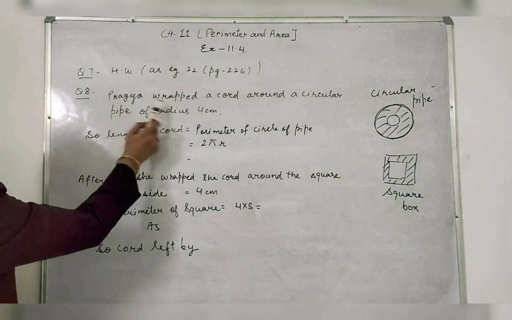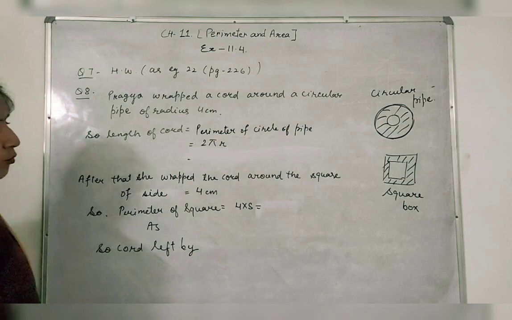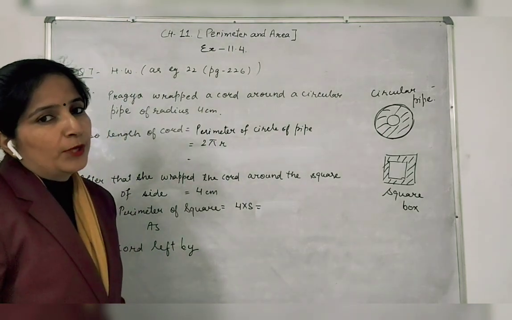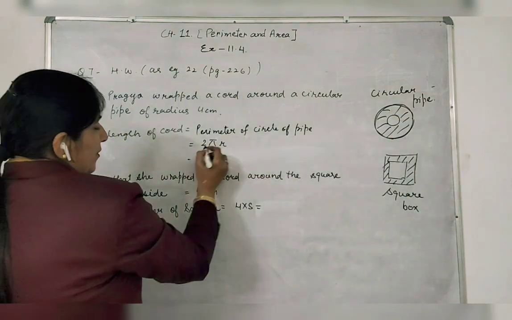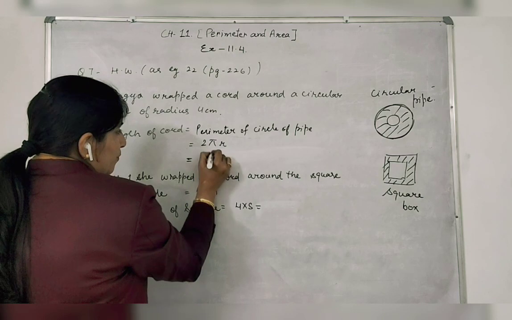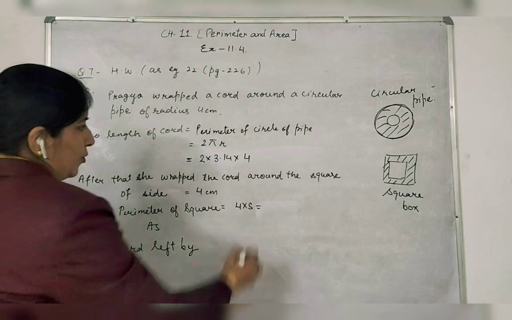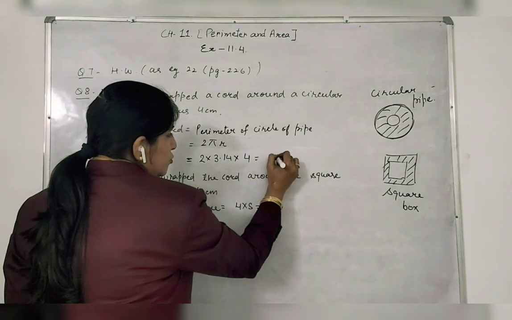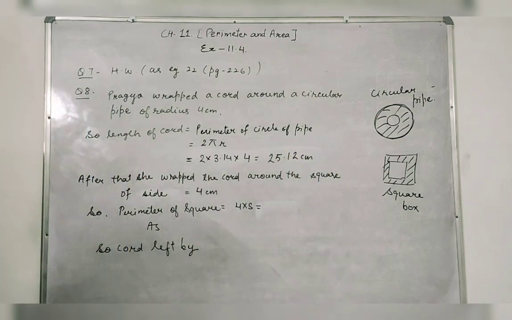So let us start. Pragya wrapped a cord around a circular pipe of radius 4 cm. So what will be the length of the cord? It is equal to the perimeter of the circle of the pipe. The formula for perimeter is 2 pi r. Now 2 into pi, whose value is given as 3.14, and r is 4 cm. After calculating, the answer is 25.12 centimeter. So this will be the perimeter of the circle of the pipe, meaning the length of the cord which she wrapped around the circular pipe.